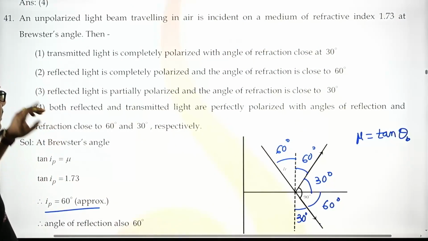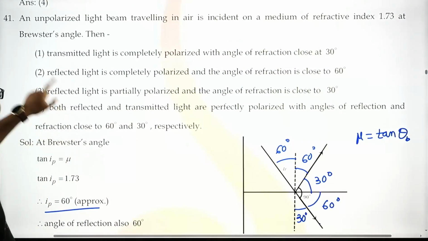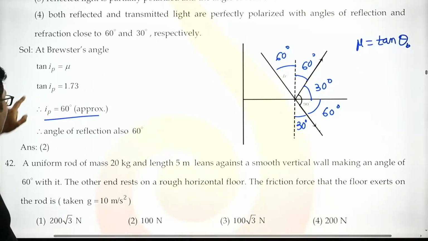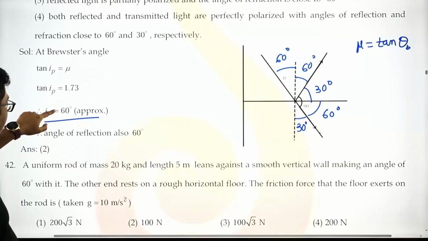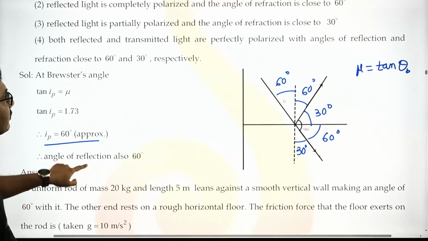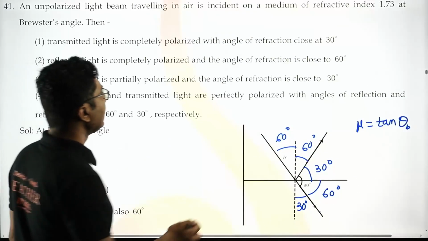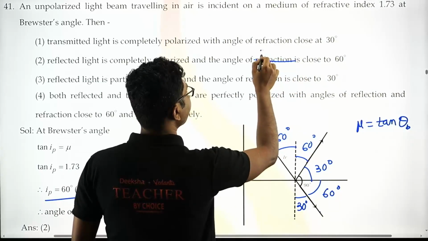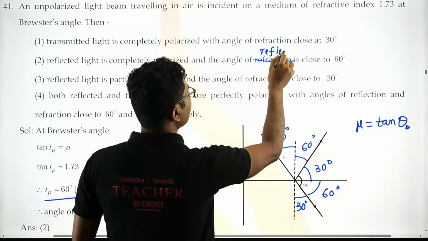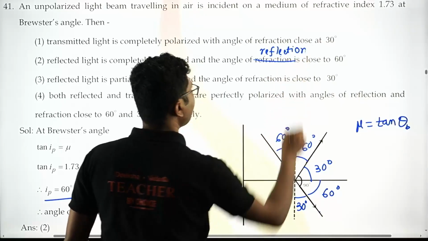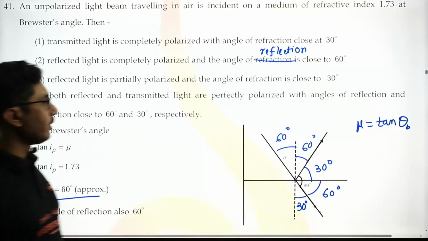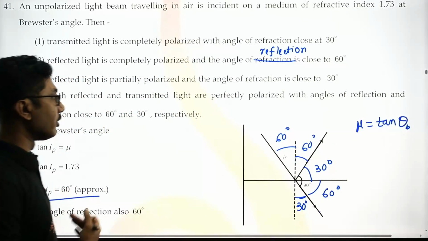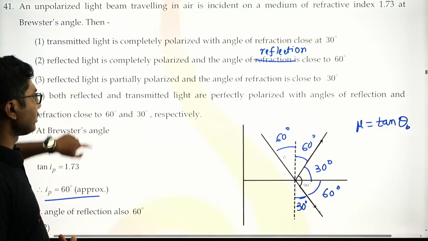Now possibly there is a typing error in one of the options. Reflected light is completely polarized and angle of refraction is 60 degree. But here they said angle of reflection is also 60. Yes, angle of reflection will be 60 degree. So I think here option 2 is not about refraction, it is reflection. Okay, that could be the possible option. And angle of refraction is 30 degrees, no doubt about that. So reflected light is always completely polarized according to Brewster's law.